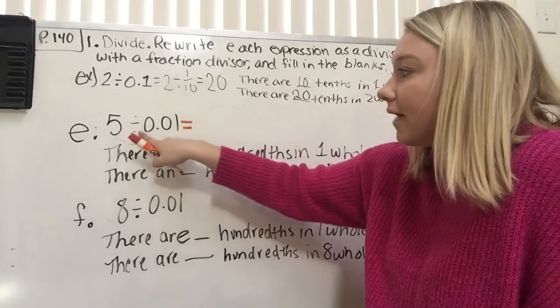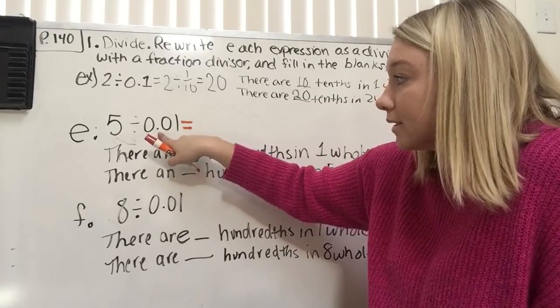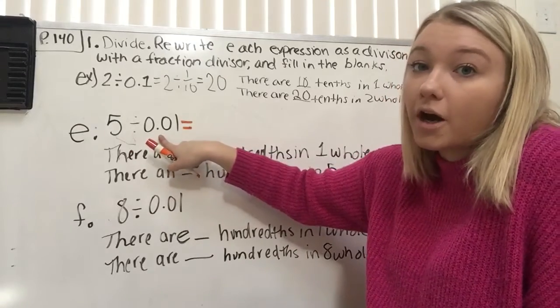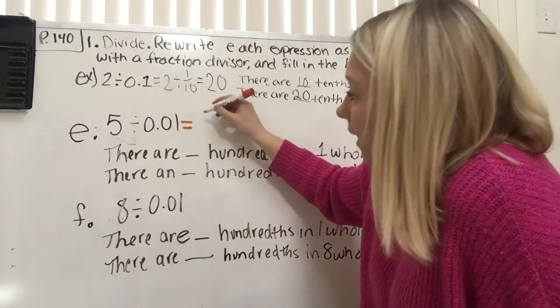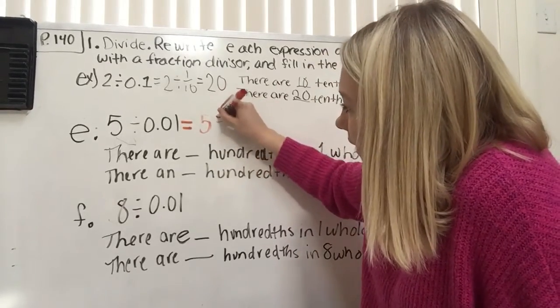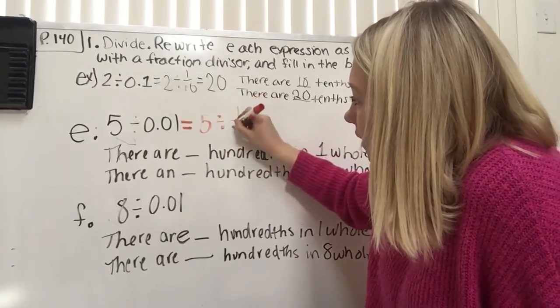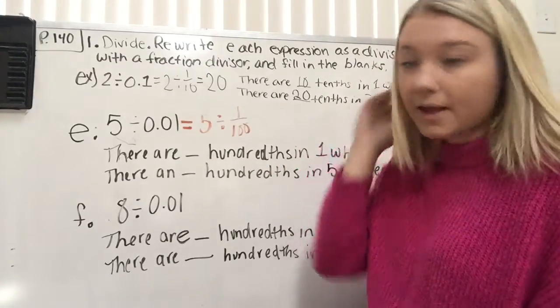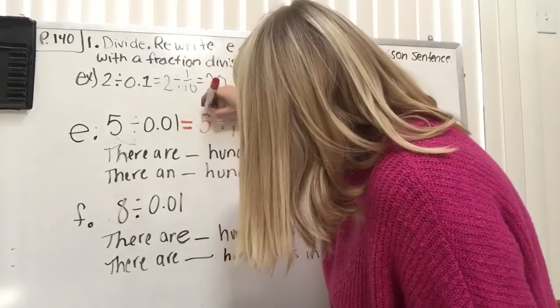So I have 5 divided by 0.01, or 5 divided by 1/100th. So I have 5, I'm going to keep 5, and I'm going to divide it by 1/100th. Hope you can see that. So I have 5 divided by 1/100th.